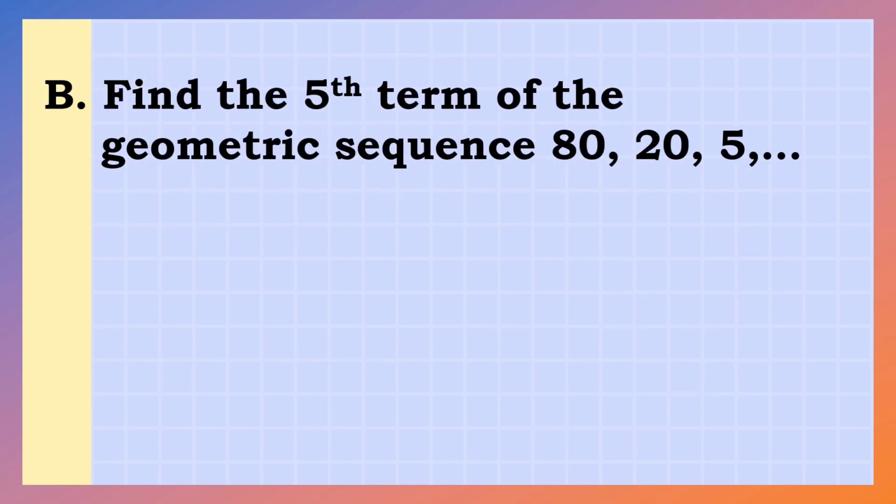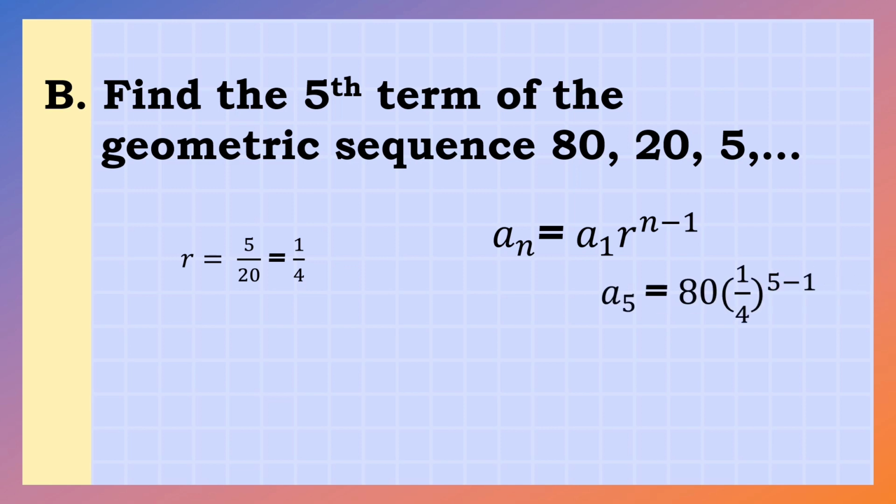Next example, find the 5th term of the geometric sequence 80, 20, 5, and so on. Let's find R first by choosing any two consecutive terms from your sequence. Suppose I will use 5 and 20. So from right to left, 5 divided by 20, that is a fraction, and the lowest term is 1/4. We will use now a sub n equals a sub 1 times r raised to n minus 1. Substitute r and a sub 1 in your given general term. So we have a sub 5 equals 80 times 1/4 raised to 5 minus 1. 5 minus 1 is 4.